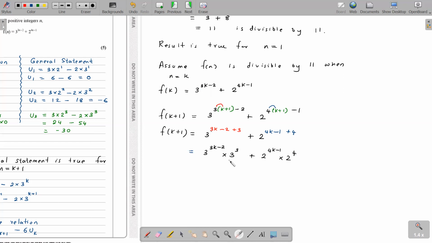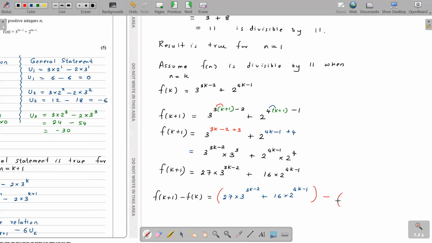And you see the addition means we can separate it as multiplication, right? So 3 to the power 3 is 27 times 3 to the power 3k minus 2, plus 2 to the power 4 is 16 times 2 to the power 4k minus 1. Can you see the f of k plus 1 now? When you make it to this format, now it's suitable to subtract fk plus 1 minus fk. Let's subtract. fk plus 1 is 27 times 3 to the power 3k minus 2 plus 16 times 2 to the power 4k minus 1.